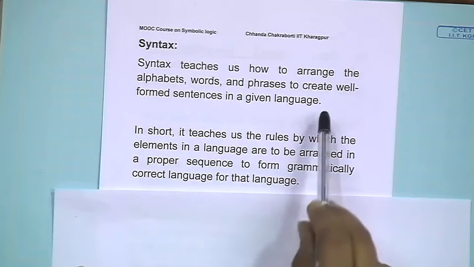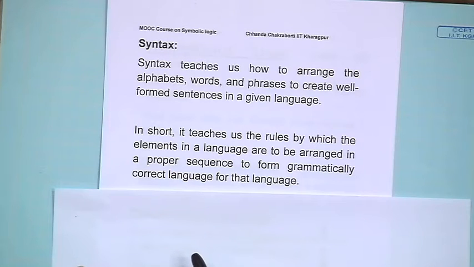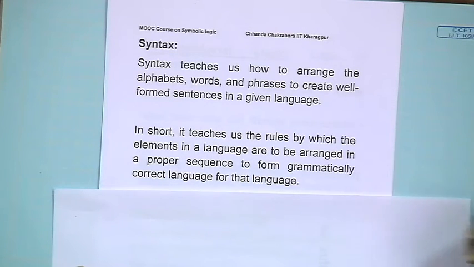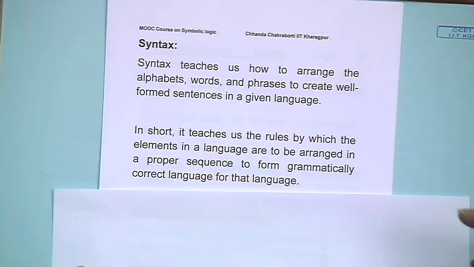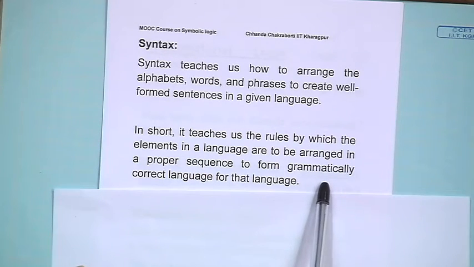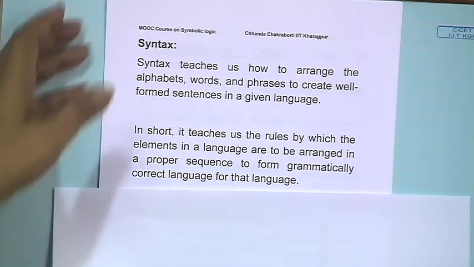Syntax teaches us how to create well formed sentences in a given language, how to arrange the elements of the language in such a way that there are well formed sentences. When we say well formed, we mean that there are badly formed sentences also. What keeps the badly formed sentences out of the well formed is the syntactical structure, following the rules and the arrangement, and then comes out the grammatically correct language for that system. So, with that introduction to syntax, let us go on to talk about what propositional logic syntax is all about.